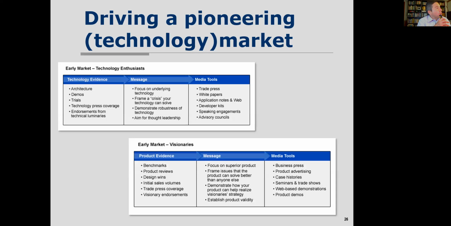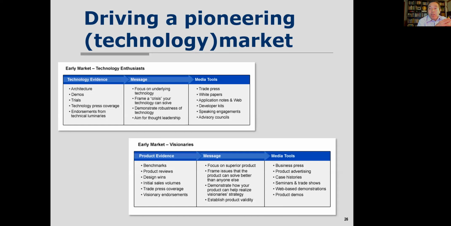So, driving a pioneering technology in the market. If there's an early market, you want to reach technology enthusiasts. So your evidence would be around architecture, demonstrations, trials, technology press conferences, endorsements from technical luminaries. The message would be to focus on the underlying technology, frame a crisis, as we mentioned, and aim for thought leadership. The media tools would be trade press, white papers, application notes and web, developer kits, speaking engagements, advisory councils.